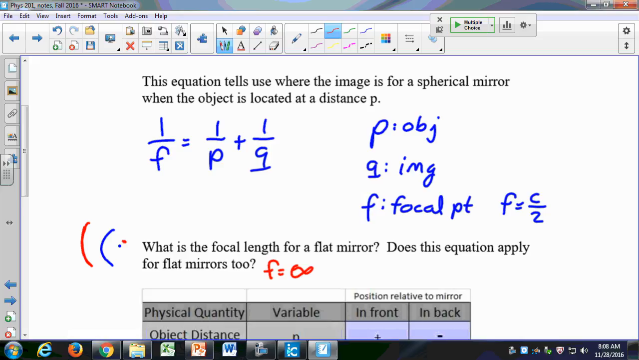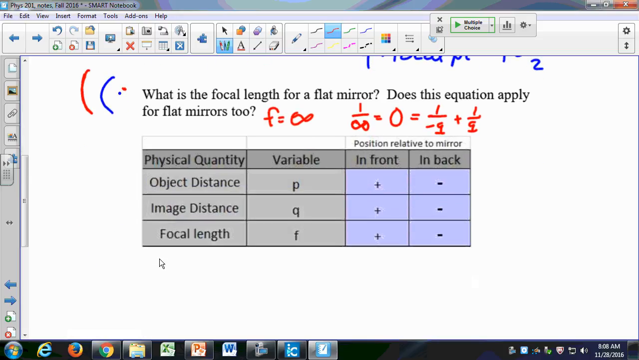And so we can think about, well, 1 over infinity, that's equal to 0, right? And then let's go back and think about our mirror equation, or excuse me, our equation for flat mirrors was that P is equal to negative Q. So if I have 1 over negative Q and 1 over Q, then that's also equal to 0. So this mirror equation also works out for flat mirrors as well. Although we never use it for flat mirrors because it doesn't really make sense to, but it does work out for that.